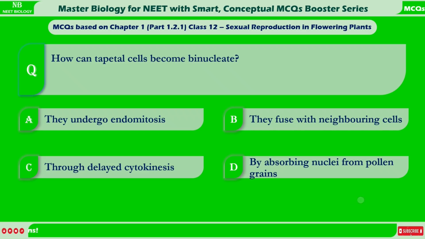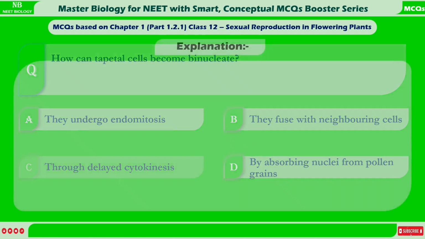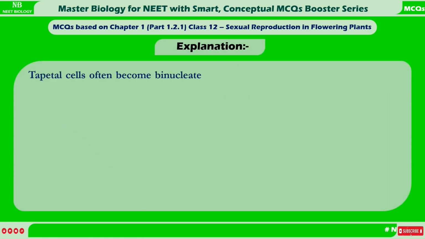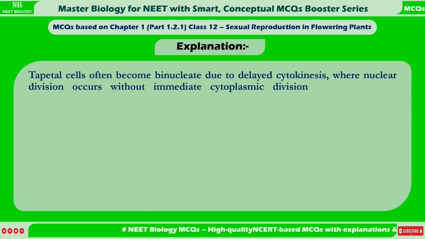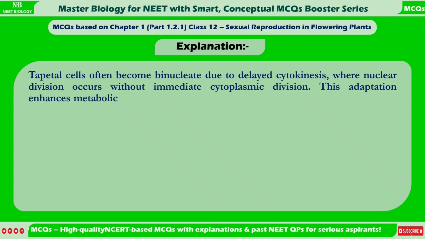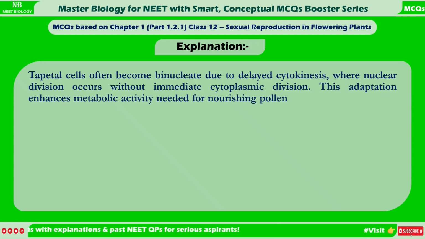Correct answer is C, through delayed cytokinesis. Explanation. Tapetal cells often become binucleate due to delayed cytokinesis, where nuclear division occurs without immediate cytoplasmic division. This adaptation enhances metabolic activity needed for nourishing pollen.